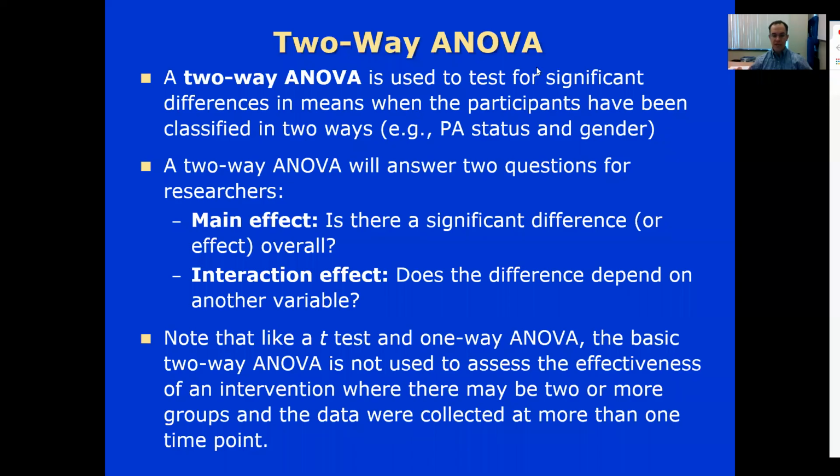So please keep in mind that like a t-test and a one-way ANOVA, the basic two-way ANOVA is not used to assess the effectiveness of an intervention where there may be two or more groups and the data were collected at more than one time point. Let's go on and talk a little bit more about this two-way ANOVA.